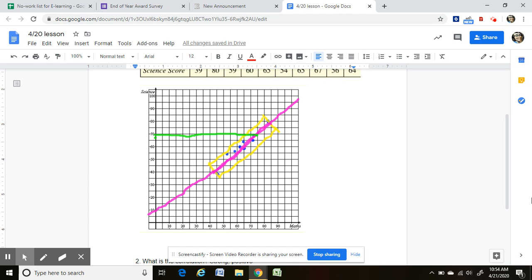That was something that got a lot of people because they were just like, what do you mean? Because they didn't extend their line. Notice how I extended my line all the way through. That is what I would like you to do.